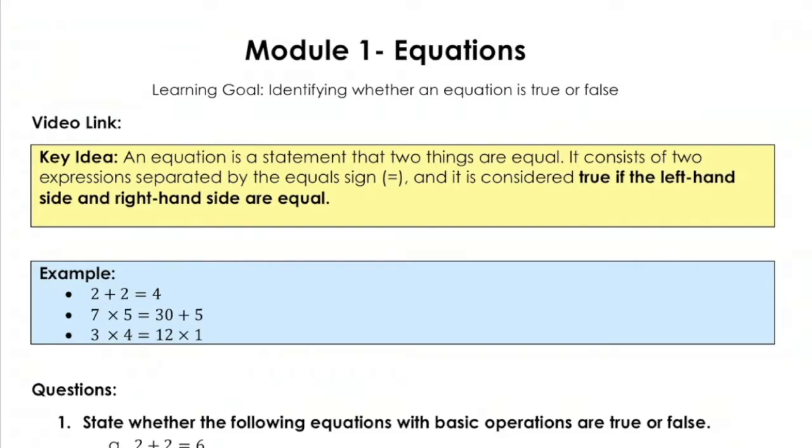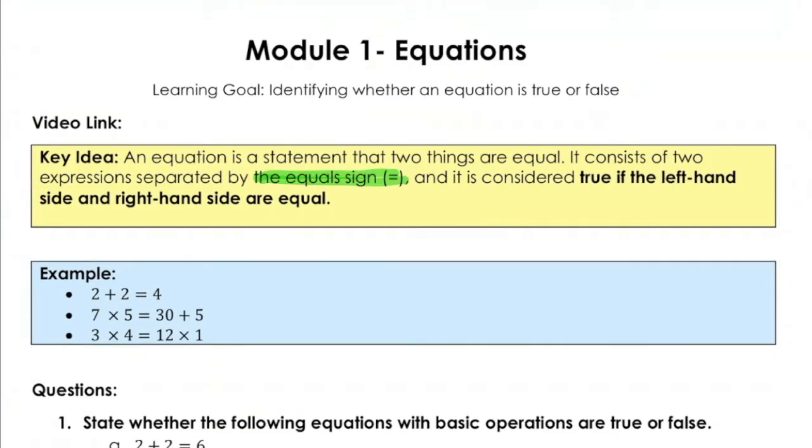It consists of two expressions that are separated by the equal sign, and this is the key difference, the equal sign. Now, an equation is only considered to be correct or true if the left-hand side and the right-hand side are both equal to each other.